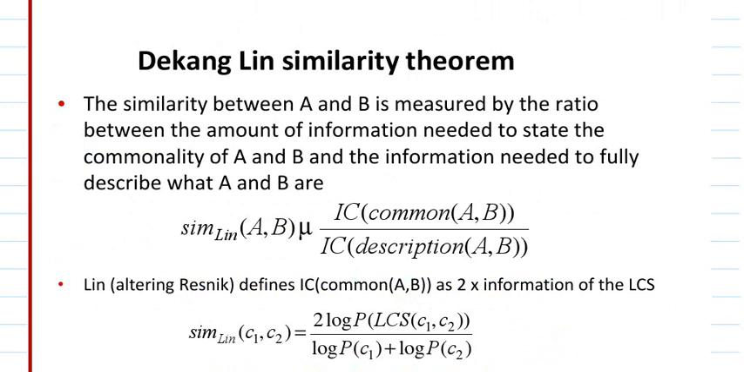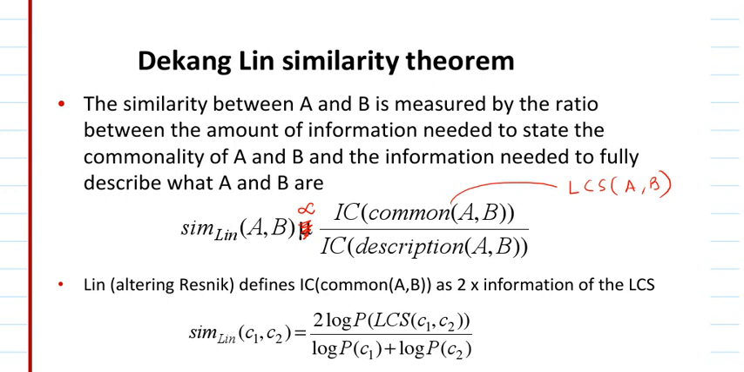Actually, this is directly proportional to. So the similarity of A and B is directly proportional to the information content that is common between A and B and the information content of the description of A and B, right? The information content that is common between A and B can be given by the longest common subsumer. So the commonality can be defined by the longest common subsumer of A and B.